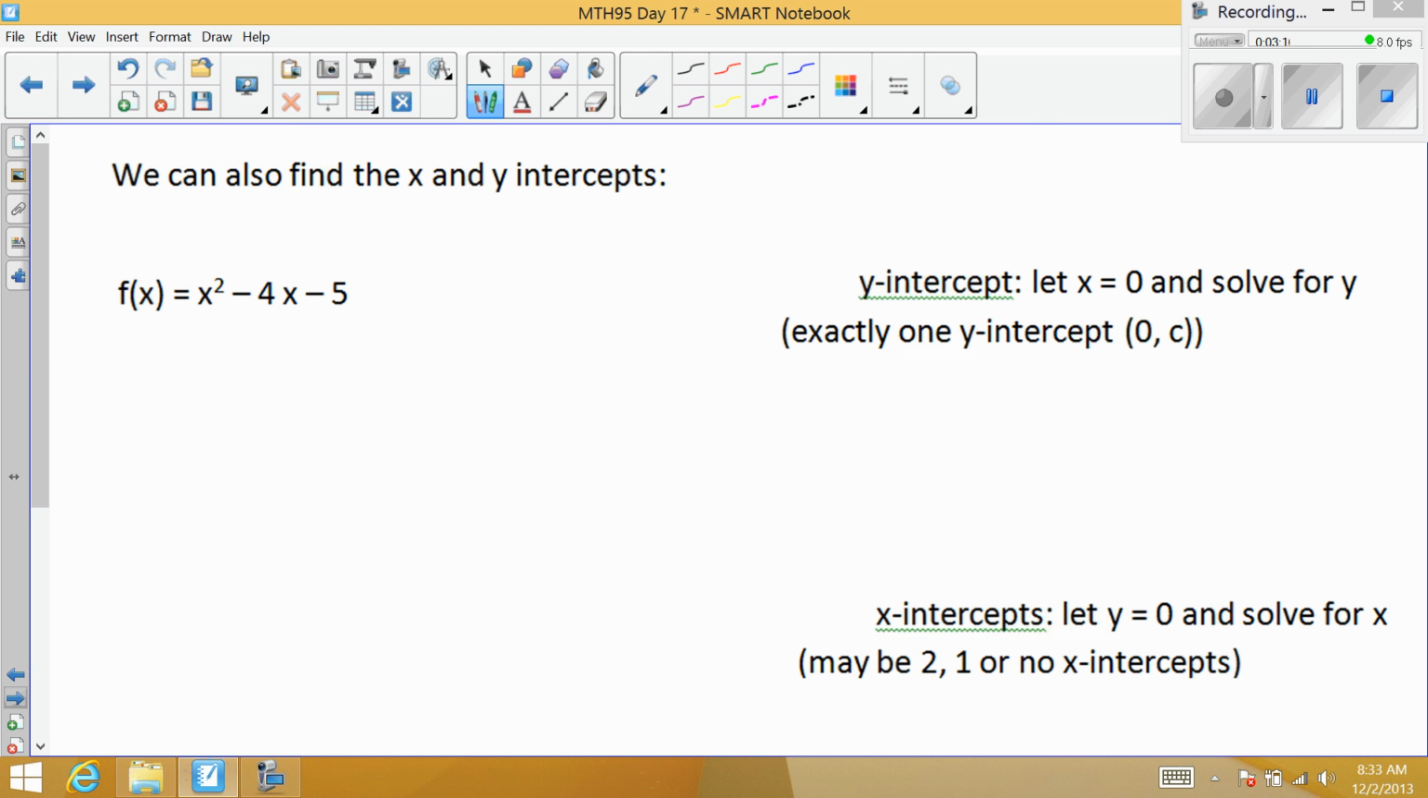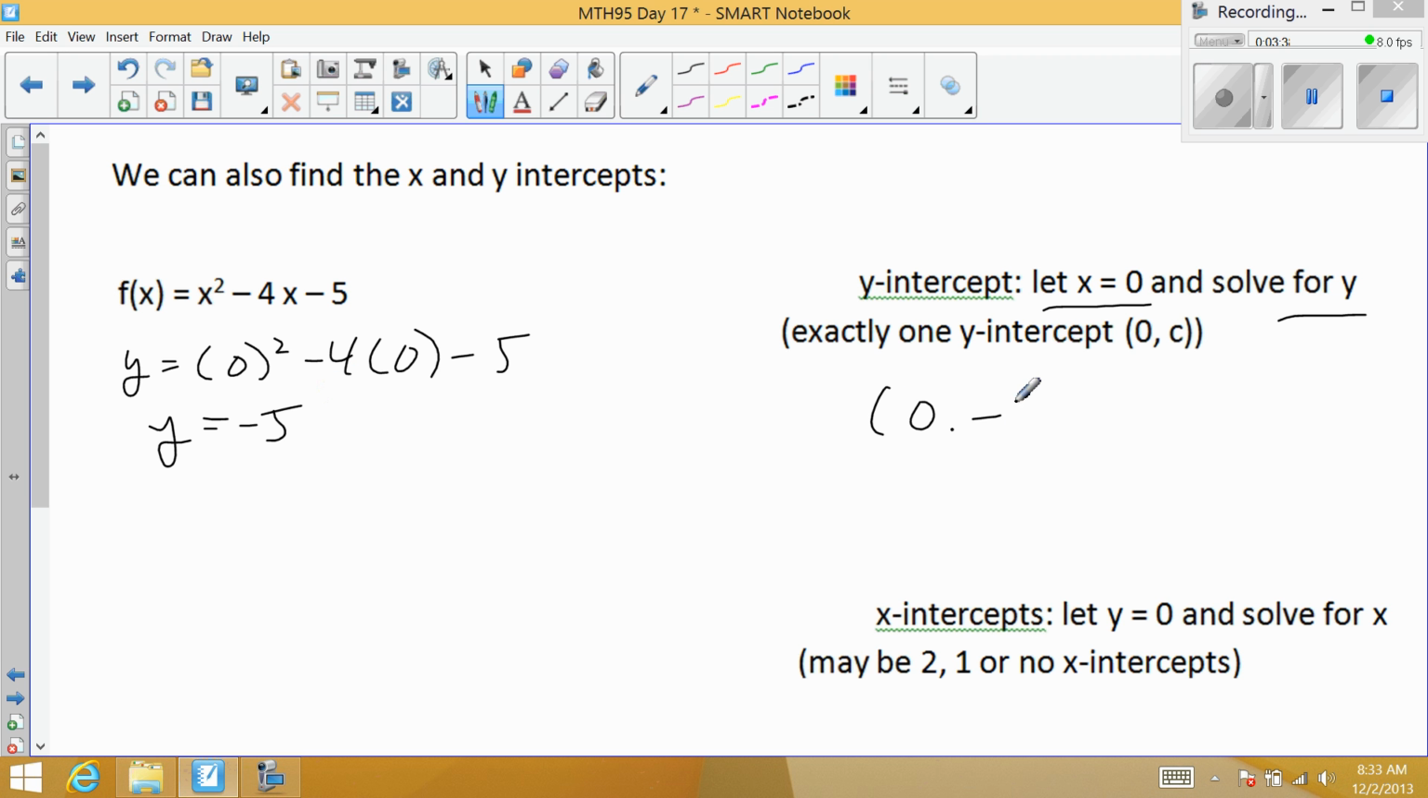While we're at it, we can also find the intercepts. For the y-intercept, let x equal 0 and then find y. If we let x equal 0, again f(x) is just a fancy name for y, put 0 in for x. What we're left with is simply the constant. So our y-intercept is (0, −5).